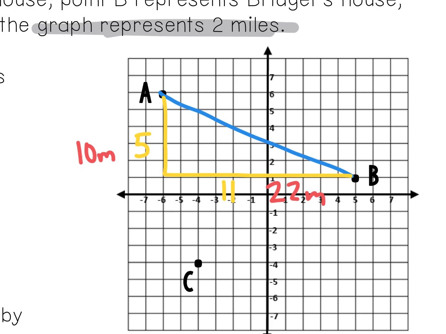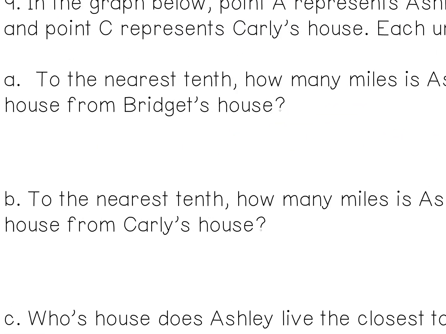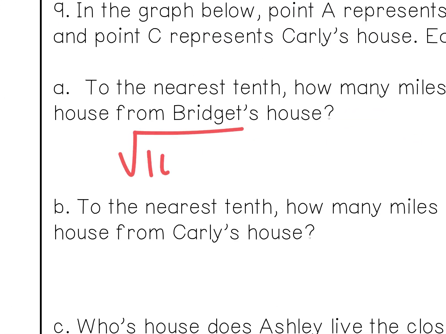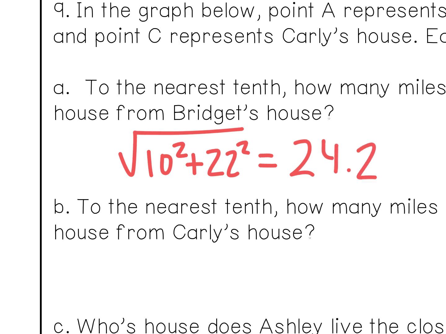They're the short sides, so we add. Same process over and over and over again. So what's that value? What's the square root of 10 squared plus 22 squared? 24.1 or 2? 24.2. Because it's 24.16? Is that what it is? So the 6 makes it go up to 24.2.